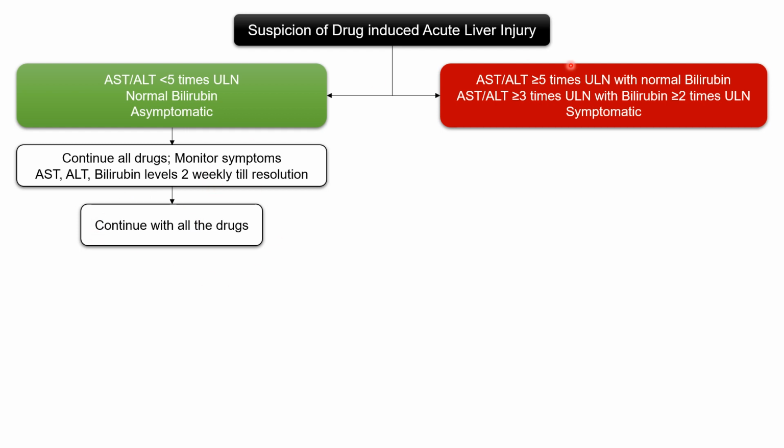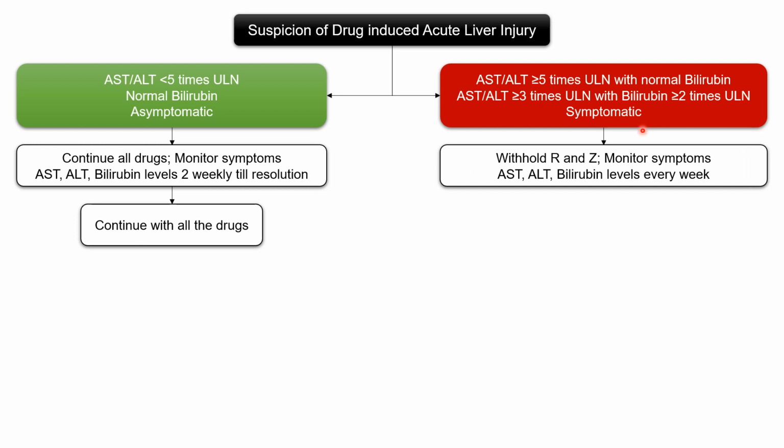On the other hand, if the AST/ALT is increased more than 5 times the upper limit of normal, or if AST/ALT is increased more than 3 times the upper limit of normal with bilirubin also increased more than 2 times the upper limit of normal, or if the patient is having symptoms of liver injury, then what do we do?